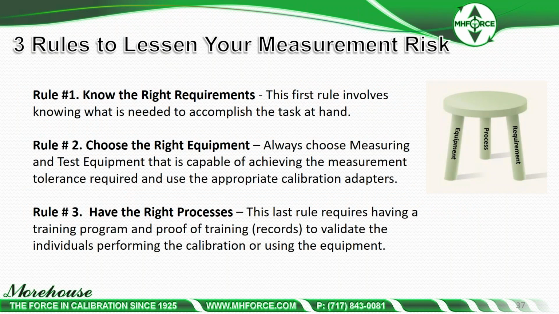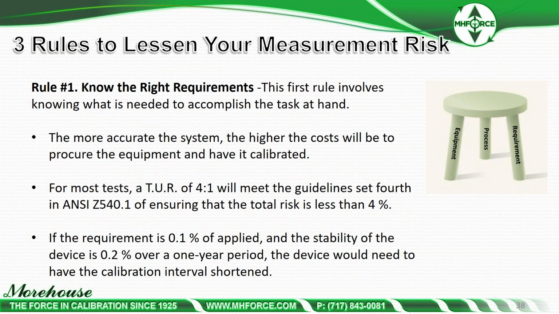I mentioned earlier there's a 2-day class on measurement risk. Scott Mims gives it. He uses a 3-legged stool example. I love his example, so I'm using it here. If you take away any one of these 3 legs, it's really difficult to sit on the stool. So 3 things you can do: know the right requirements, choose the right equipment, and have the right process.